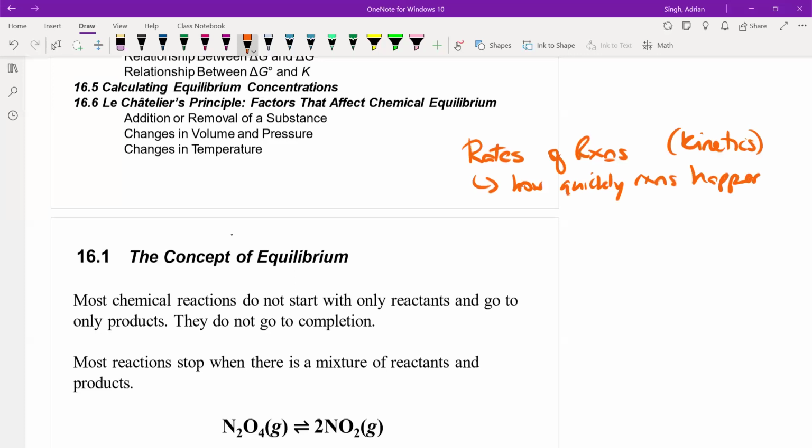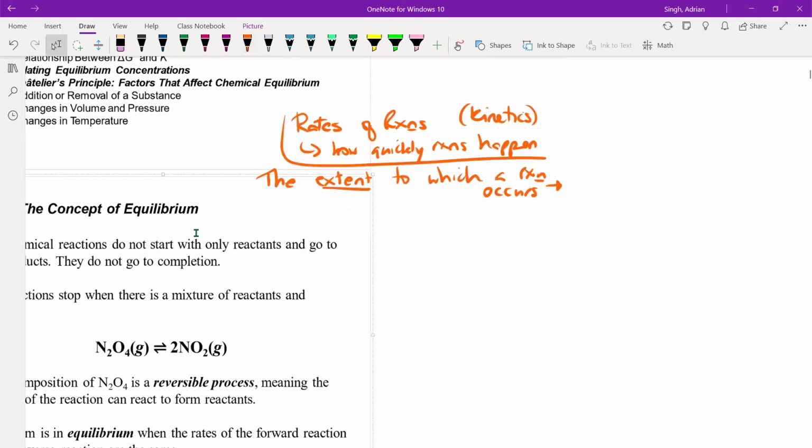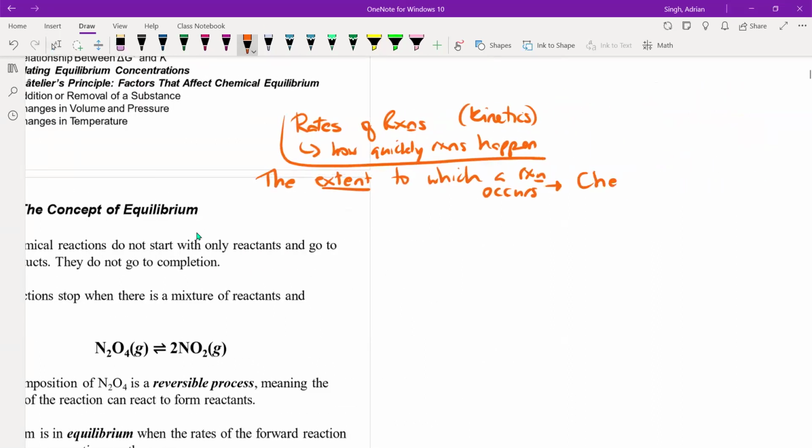And what we're going to be taking a look at in this section is something slightly different, as opposed to exploring how quickly reactions occur. What we're going to be doing now is taking a look at the extent of a chemical reaction, or the extent to which a reaction occurs. And this is going to be encompassed in this topic that we're in right now, which is chemical kinetics. I'm sorry, chemical equilibrium.